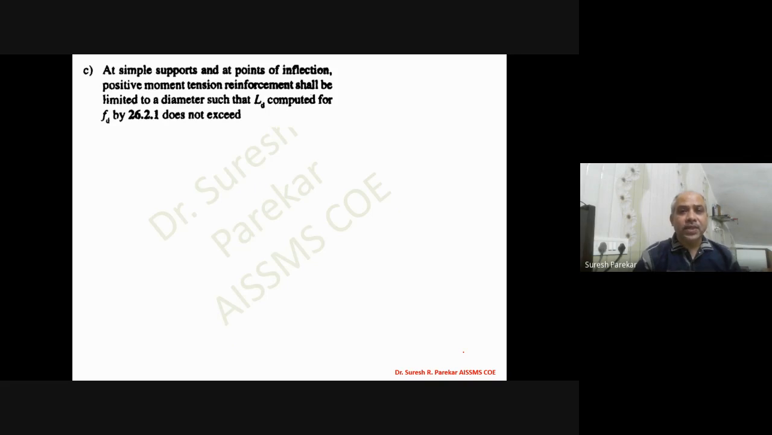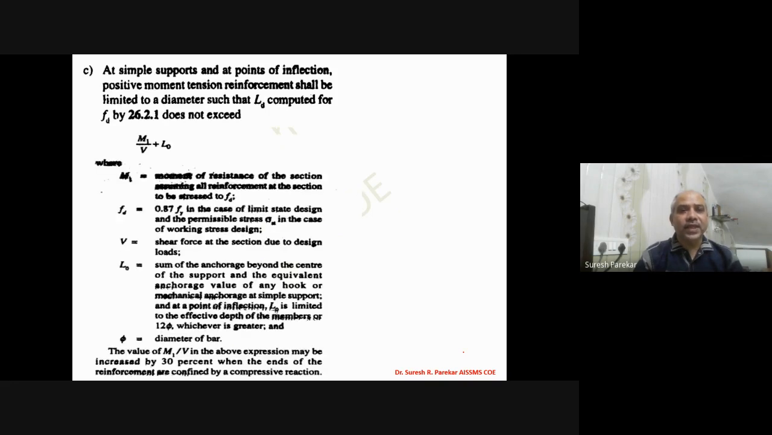Then at simple supports and at points of inflection, we have to use this, and our calculated value of LD should not exceed M1 by V plus L naught. Now you can see the value of M1 by V in the above expression may increase by 30%. So we are generally using it as 1.3 because we have compression over there, plus L naught. And L naught is given here: the sum of the anchorage beyond the center of the support and the equivalent anchorage value of any hook or mechanical anchorage at simple support.